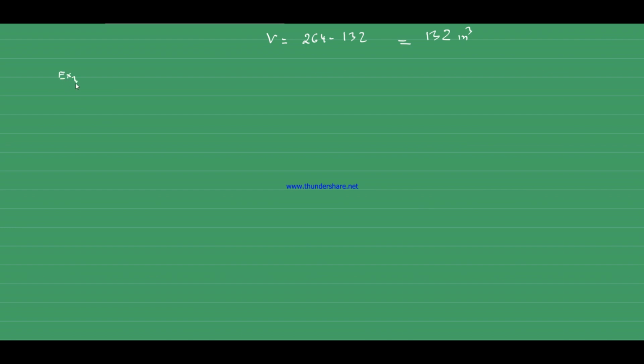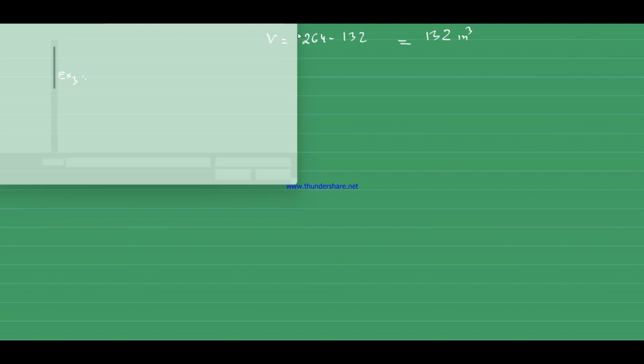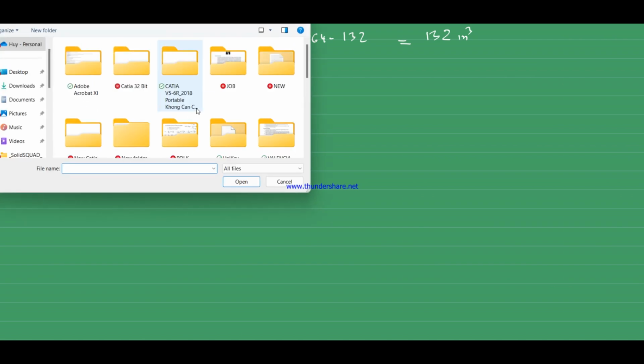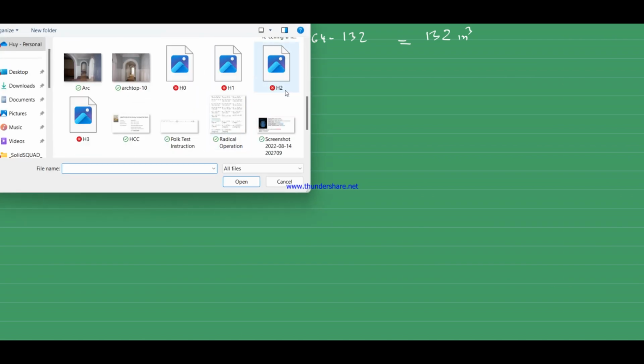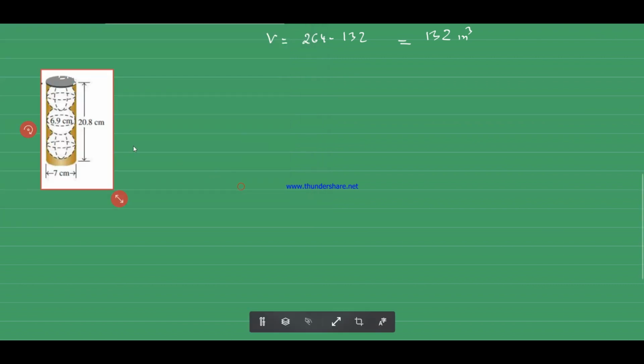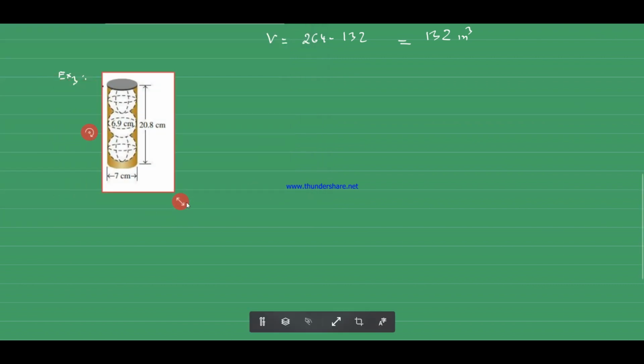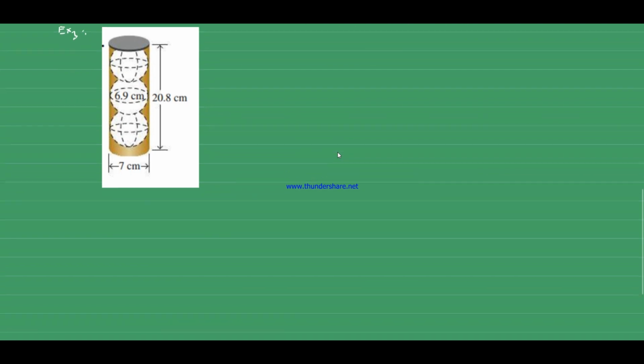All right, let's do another one. Last one. See, it's not really that bad. This one looks more complicated, but it's not really that bad. You have a cylinder over here, and you want to find the brown space. You just find the volume of the cylinder, then you subtract the volume of the 3 spheres over here.